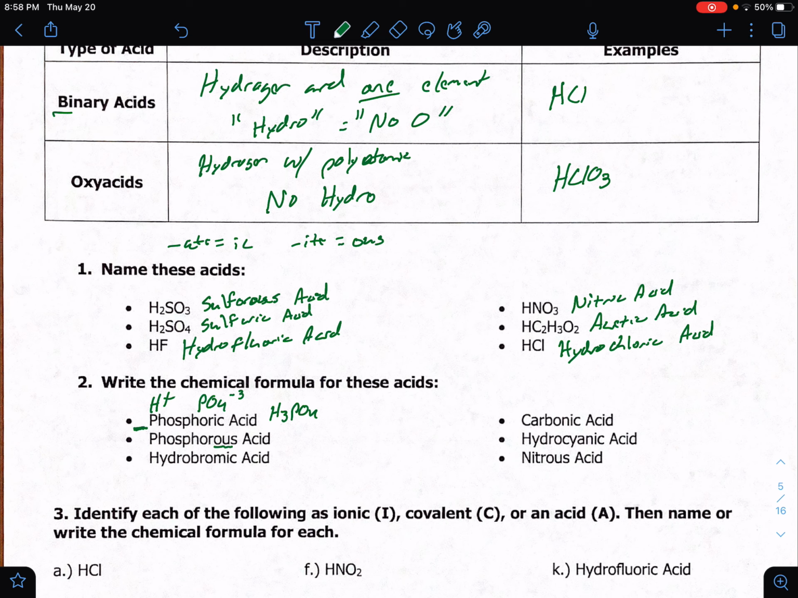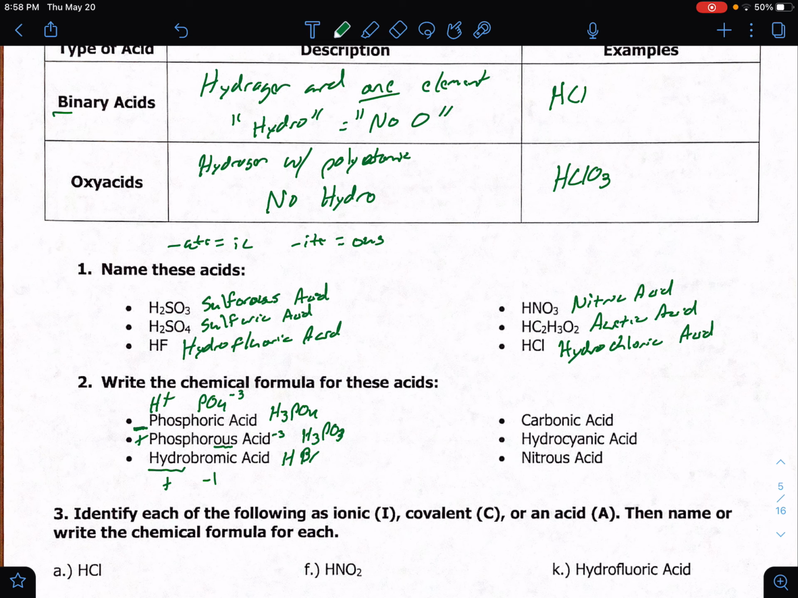Okay, phosphorous acid. So the big thing there is it ends in ous. So that means I'm doing a phosphite. So remember, hydrogen has a charge of +1. Okay, phosphite has a charge of -3. So this would be H3PO3. Hydrobromic acid. So there you go. Hydro right there, so that means I'm dealing with just hydrogen, which has a charge of +1. Bromine has a charge of -1. So this would just be HBr.